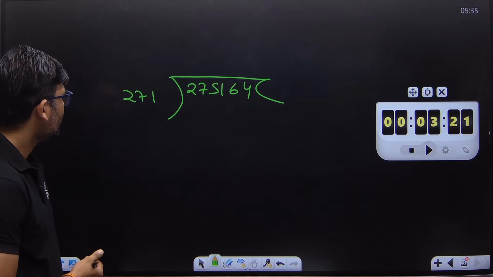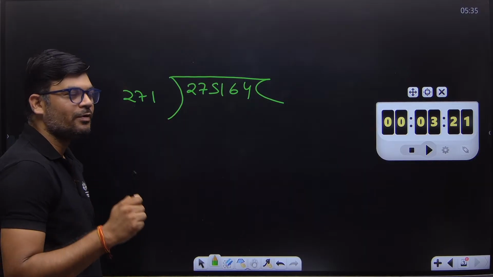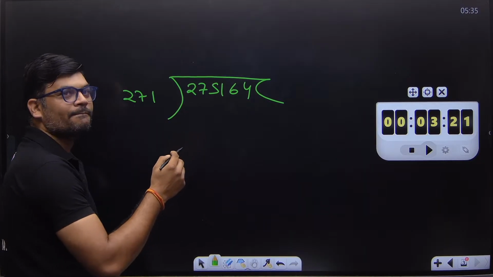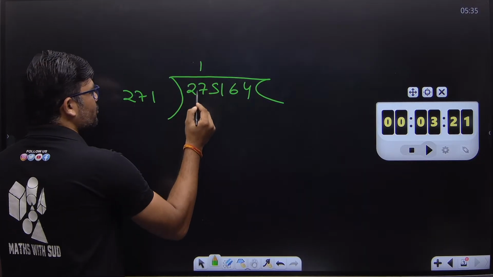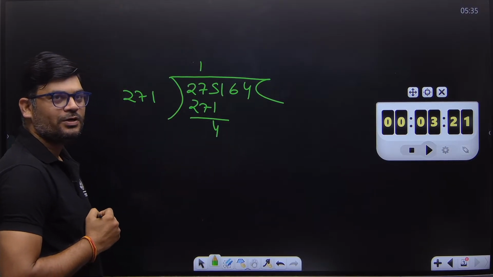Do you know the table of 271? No. Okay, tell me, what should I write? Good approach. I would write once. Very good. So I will write 271, then 4 is the remainder. Then what's the next step?